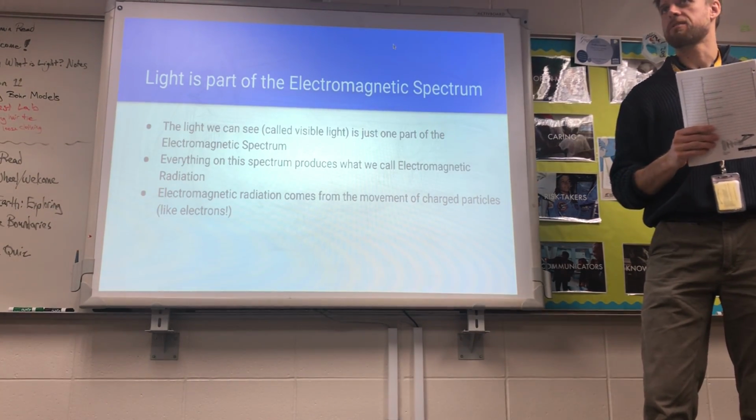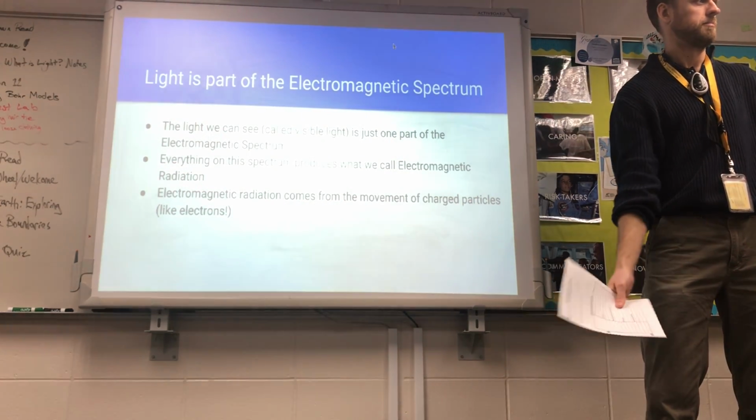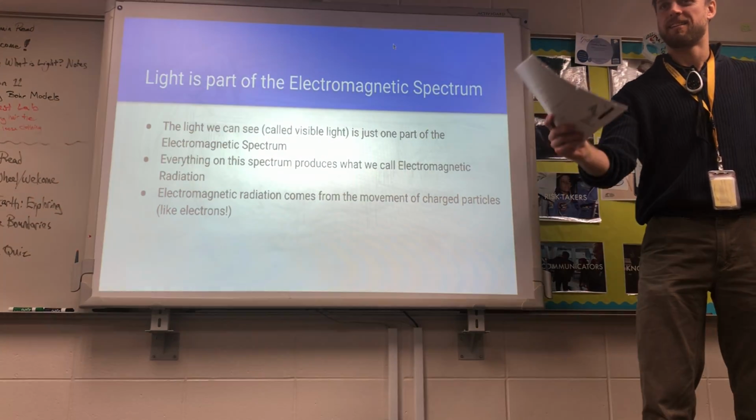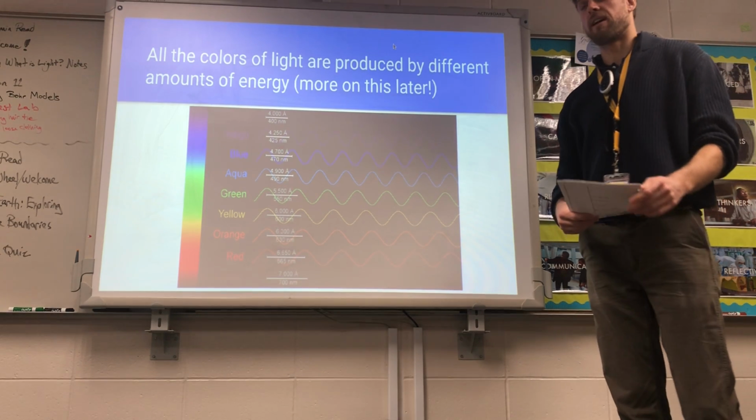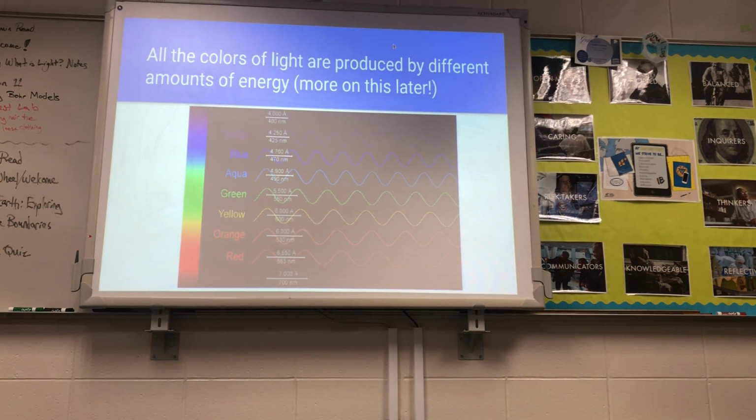Let's talk about the colors of light. What makes different colors of light? Why is red light red, blue light blue? Any guesses? Yeah, it's actually the wavelength. The real answer is it's the wavelength. Red light has a longer wavelength. The blue light has a shorter wavelength. That's why it looks that way to us. That's the only reason.